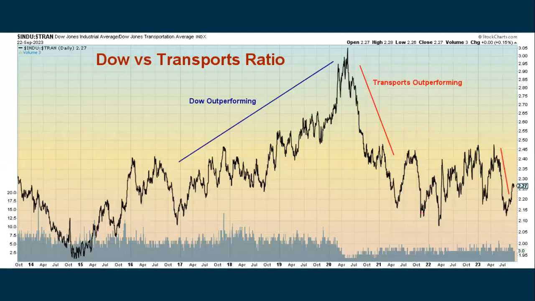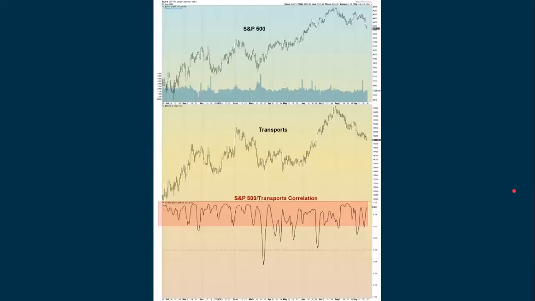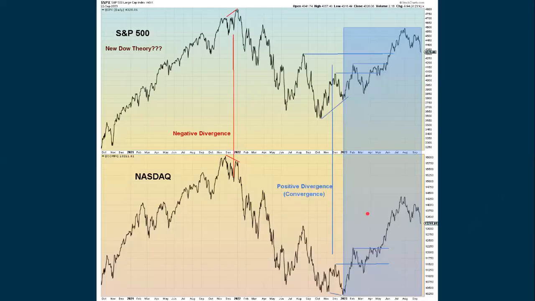We do a ratio between the Dow and the transports. When this is going up, the Dow is outperforming. When this is going down, the transports are outperforming. And it's been bouncing back up with this ratio, showing that the Dow's been doing better. And we've been chopping more or less sideways over the last few days. We look at the relationship between the S&P and the transports, showing that it's still fairly strong. They have a pretty solid tendency to go in the same direction.